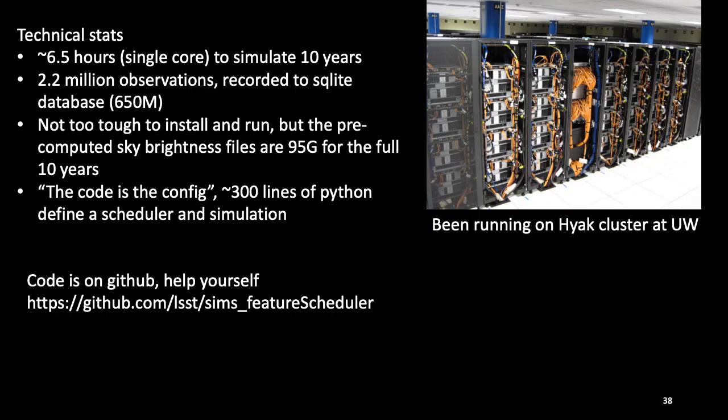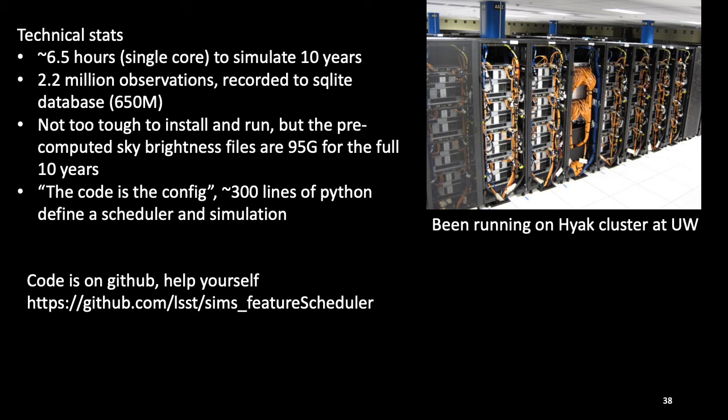All right. Some technical specifications for our simulations. It takes about 6.5 hours to simulate 10 years on a single core. It generates about 2.2 million observations that we record to a SQLite database. We record all the metadata about the observations: the pointing, RA, dec, altitude, azimuth, sky brightness, airmass, etc. It's not too tough to install and run if you want to do it yourself. The big hurdle is those pre-computed sky brightness files are 95 gigs for all 10 years, so you need some disk space if you want to run this yourself.